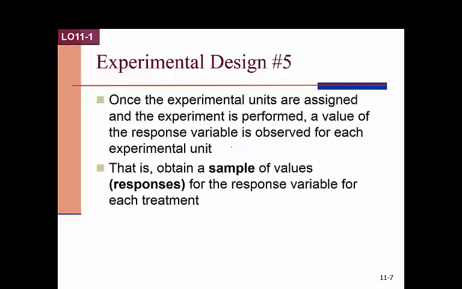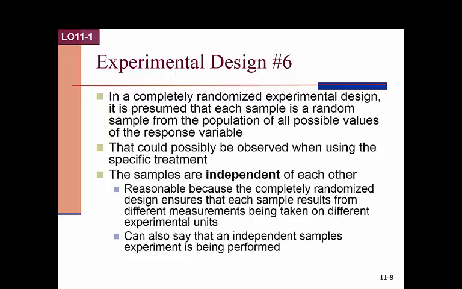Now, once the experimental units or the samples are assigned to each of those levels, you obtain the responses, or a sample of values. And then the goal is to identify if there's a difference between the different groups. And one of the assumptions is that the data that's collected is independent from each other. Okay, because if it was randomly assigned, then they have to be independent from each other.